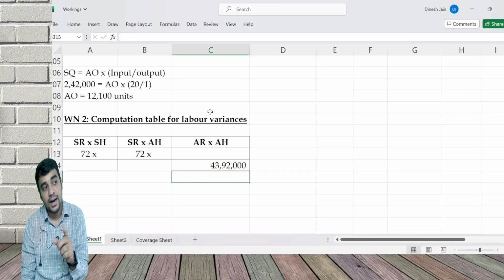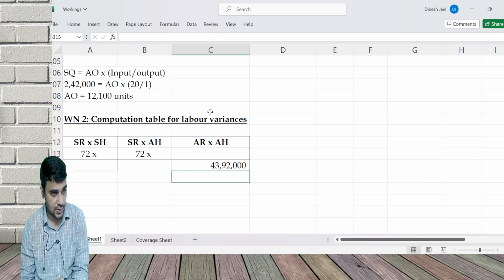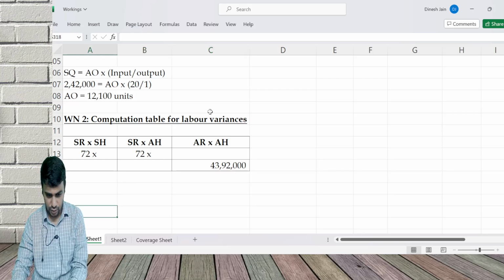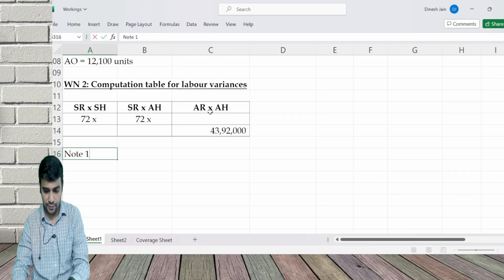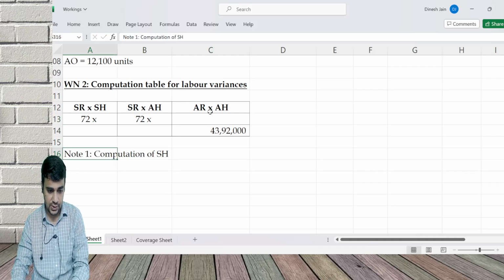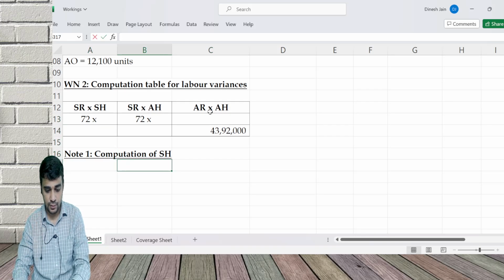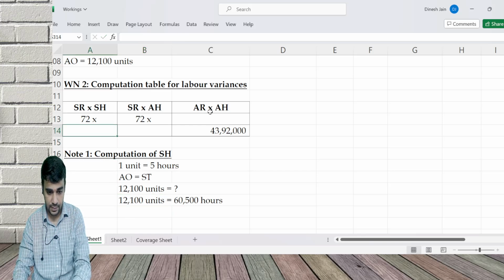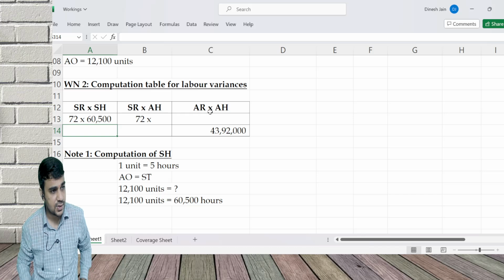Because we have already done AO, we should calculate SH. We have already done the actual output calculation. So let's do the SH computation. Note 1. I hope you have already done this computation of SH, a standard equation. 1 unit equal to 5 hours. AO equal to ST. How much is the actual output we calculated? 12,100 units equal to question mark. What is the answer you get? 60,500 hours. This is the SH part.